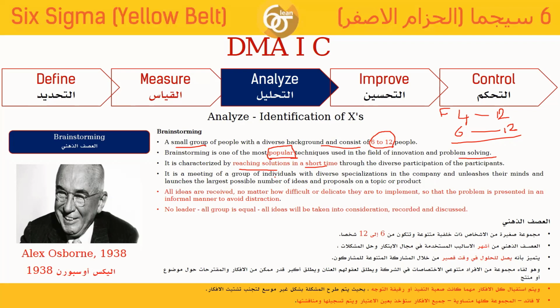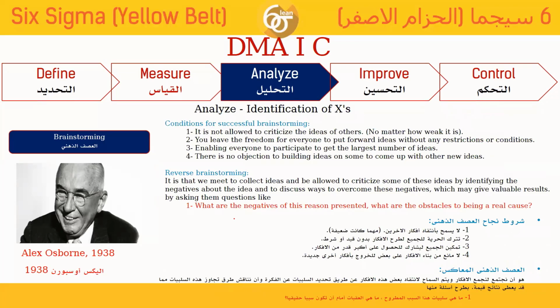We will take the idea and implement it on a small scale, and once we have a good result for this axis or the root cause, then we will implement it on the big scale. Also, there is no leader. All the group is equal, all the members are equal. They have to take equal time to speak. There are many types of how they will be allowed to speak. We will discuss it right now.